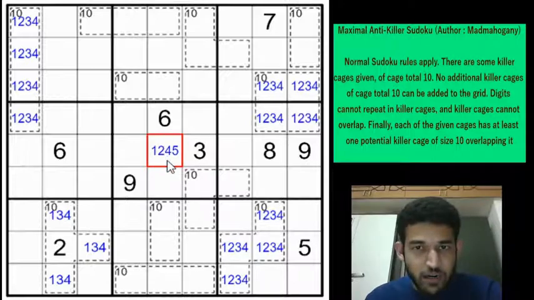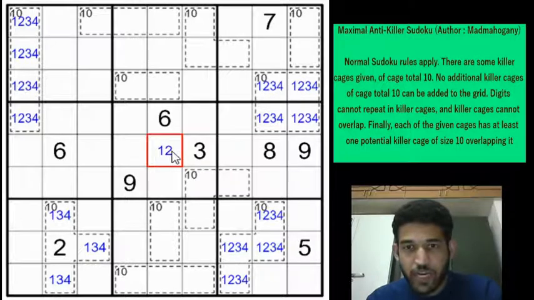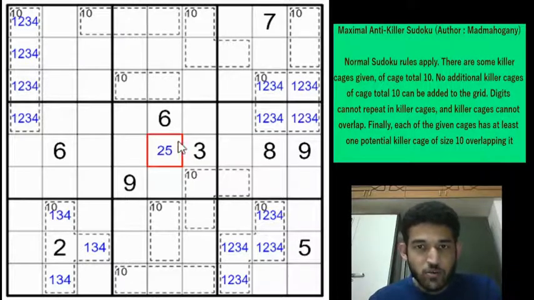By using similar logic, you can't have a 4 as well because then these 2 cells will sum up to 10 and you are having a 2 cell killer cage which is summing to 10. So you can't have a 4. The only possible digits are 1, 2 and 5. Now if you look closely again, you can't have a 1 as well because if you have a 1, then we are getting a 3 cell killer cage which is summing up to 10. So you can eliminate the 1 as well. So the only possibilities are 2 and 5.